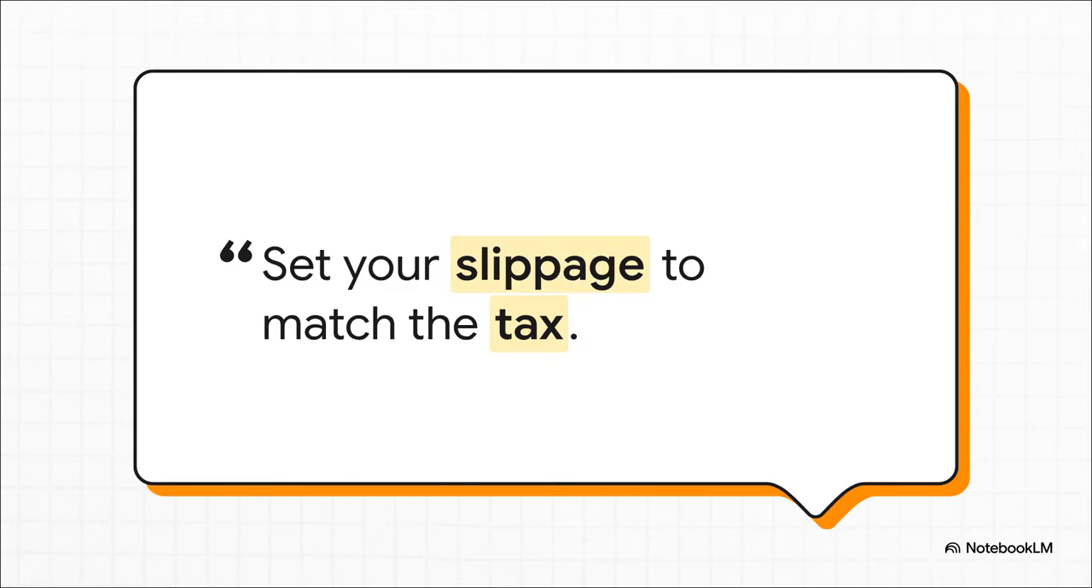So what you should take away from all this can be boiled down to one simple phrase: set your slippage to match the tax. The next time a trade fails, don't just get frustrated. Ask yourself, hey, does this token have a tax? By understanding these hidden mechanics of slippage and token taxes, you're not just guessing anymore, you're trading a whole lot smarter.